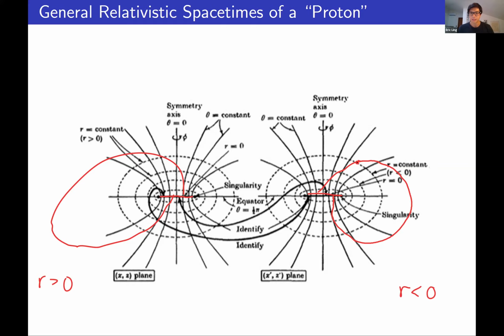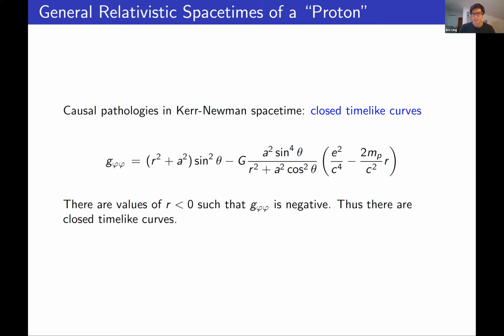There are causal pathologies in the Kerr-Newman spacetime, however, so there are closed time-like curves. This isn't too hard to see. You can show that there are values of R negative such that G phi phi is negative. And remember, phi is the parameter that corresponds to the Killing field associated with the axial symmetry, right? These parameterize the S1 circles. So if you looked at a curve with constant phi for these values of R that make G phi phi negative, then this would correspond to a closed time-like curve.